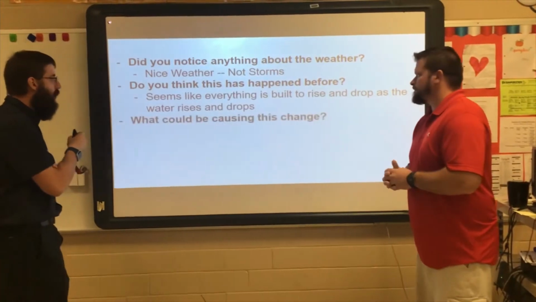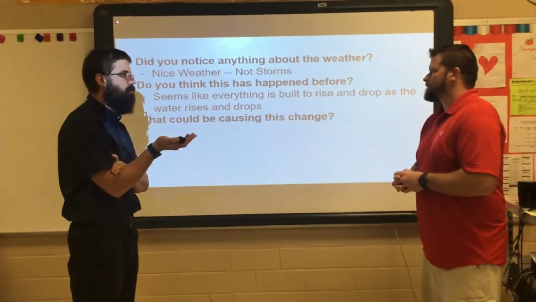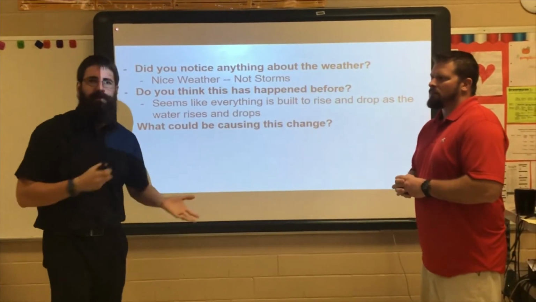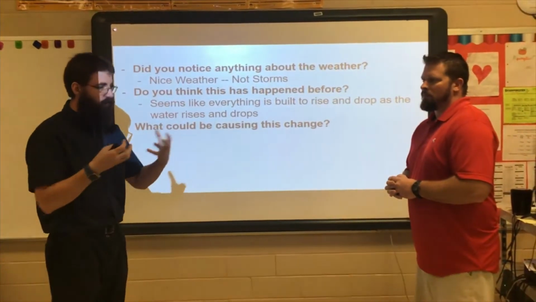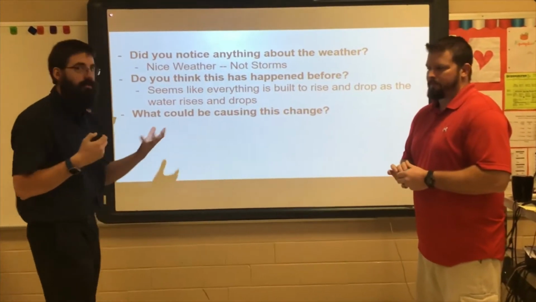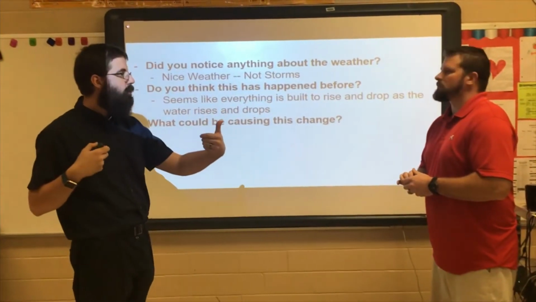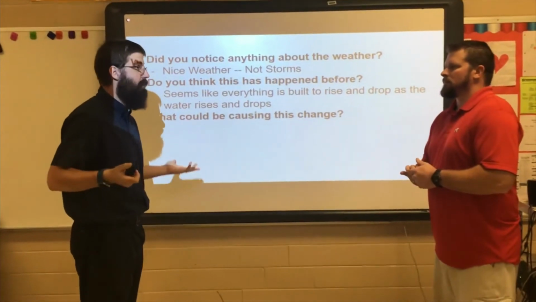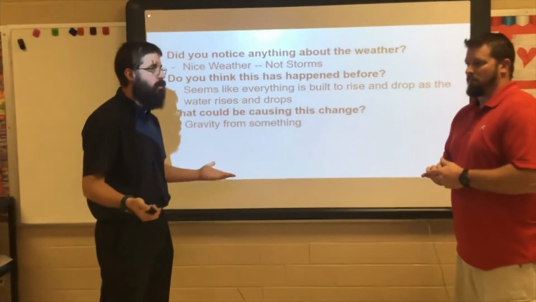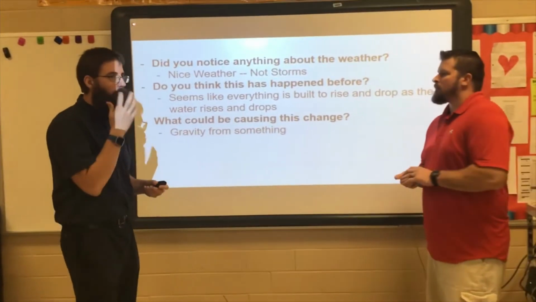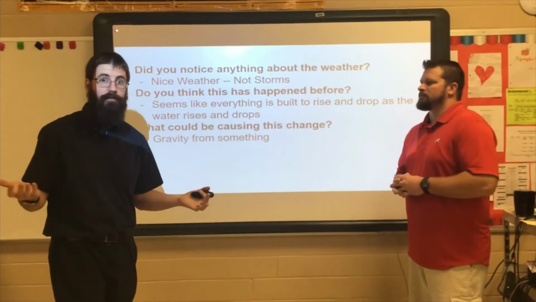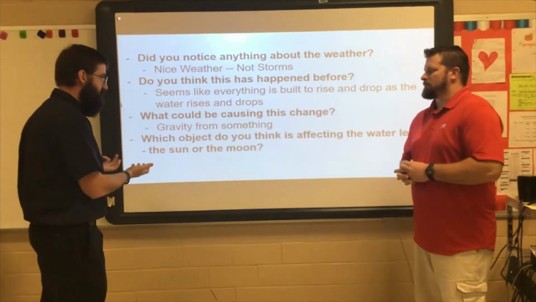Okay. What could be causing this change? That's a good question. So in the last lesson, we talked about how gravity is pulling, interacting between two objects. So we saw the water being pulled away. That tells me that gravity is probably involved here. So gravity from something, somehow, some way. We've been talking about the two big objects that really affect a lot of gravity on Earth: the sun and the moon.